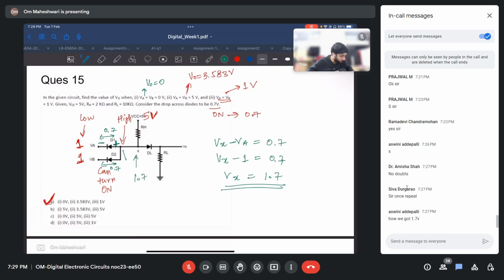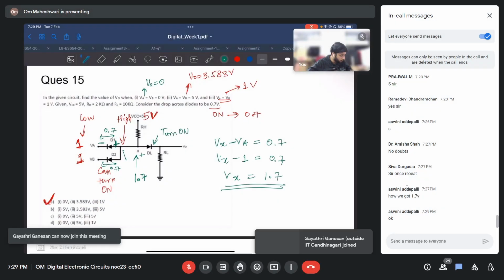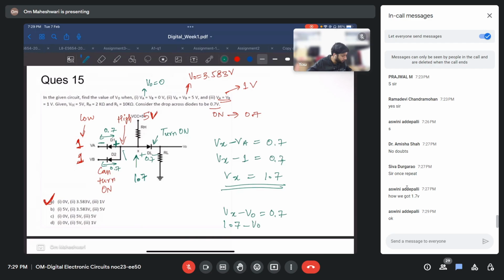Now if Vx is 1.7, this diode may turn on. So again we will have a 0.7 drop. So let's say Vx minus V0 equals 0.7. Vx is 1.7, minus V0 equals 0.7. We'll get V0 equals 1 volt.